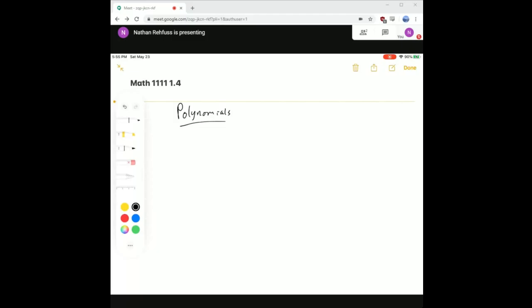Hello again. Today we're going to learn about a very special kind of expression that we're going to be seeing a whole lot of this semester. It's known as the polynomial. Now, before I can tell you what a polynomial is, I have to tell you what a power function is, because polynomials are made out of many power functions.